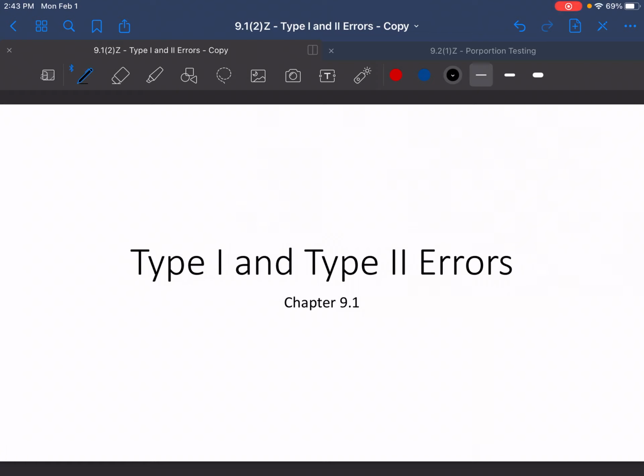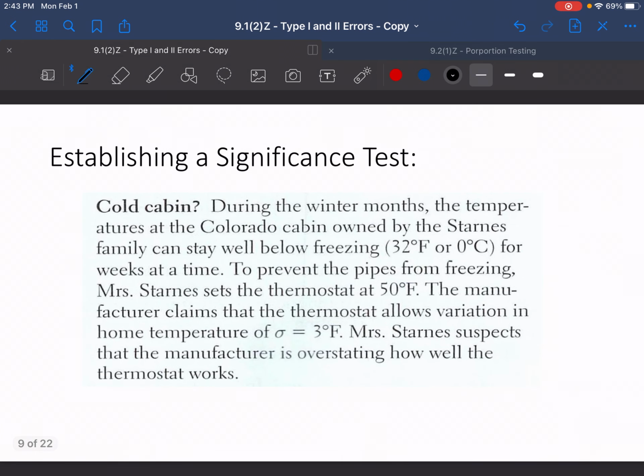All right, guys, in this lesson we're going to be looking at type 1 and type 2 errors, and our objective here is just to interpret a type 1 and type 2 error in context and give a consequence of each. So in order to really understand this, let's establish a significance test through this example.